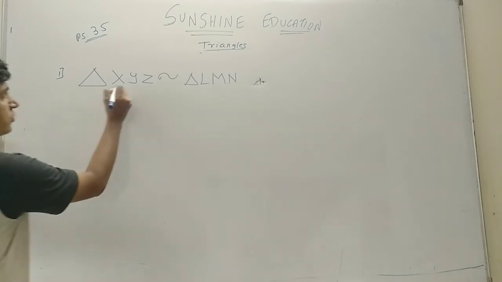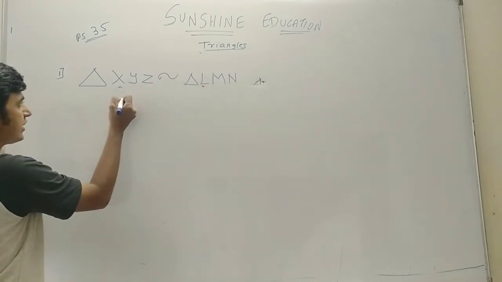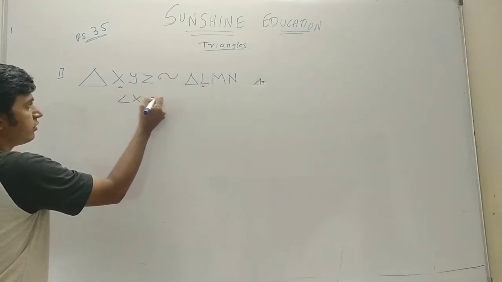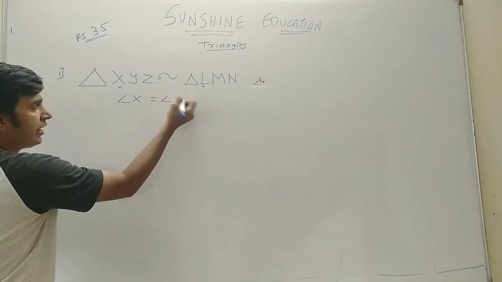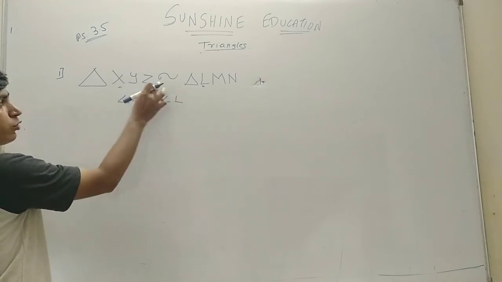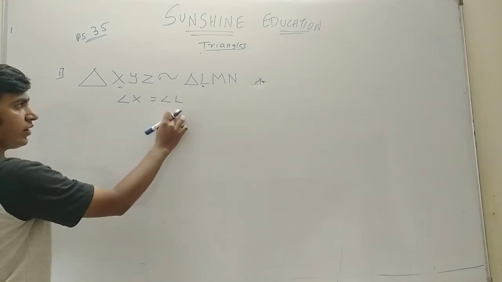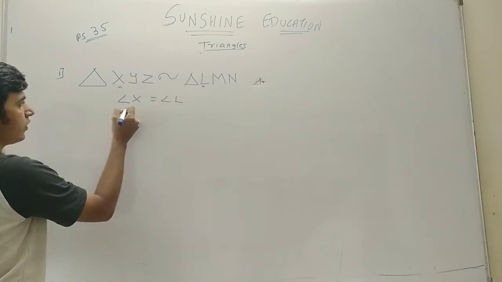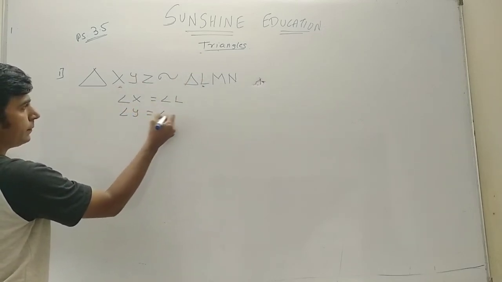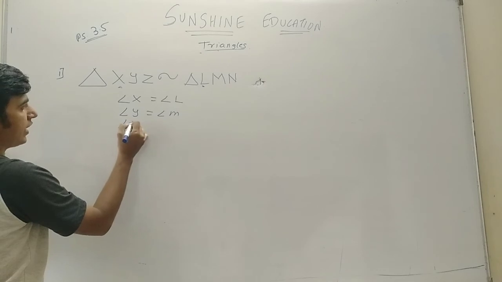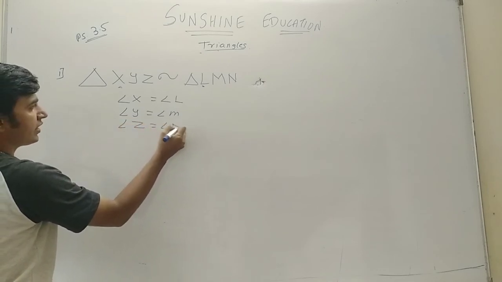That is first one, angle X will be equal to angle L. If two triangles are similar, angles are equal. Angle Y is equal to angle M, angle Z is equal to angle N.